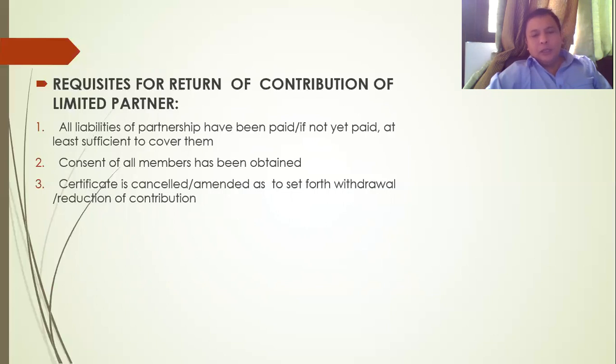Number three, the certificate is cancelled or amended as set forth, withdrawal or reduction of contribution. So if cancelled, then there's no need to set forth the withdrawal. If amended, kung giusab gani, then it needs the statement of the withdrawal of the limited partner and the consequent reduction of contribution.